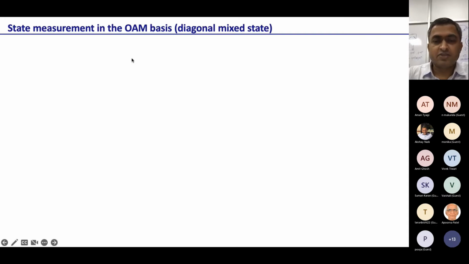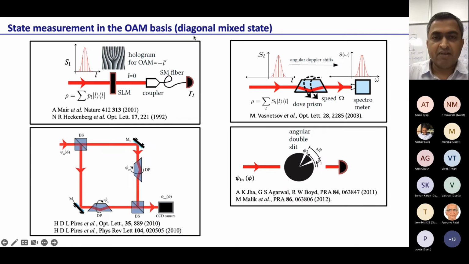Of course, state reconstruction or quantum state tomography is a subject of experimental research for a very long time, and this is actually very, very difficult. So we have not really worked it out for a general state, but we have worked out an efficient method for a special class of state, which is the diagonal mixed state. So if I have a quantum state of this kind, then there's a very efficient way of measuring it.